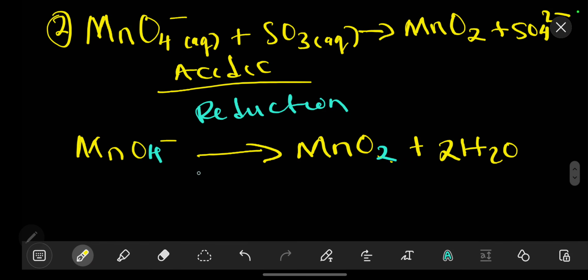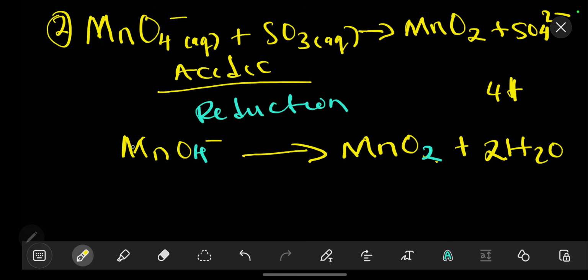Now due to the fact that we have added hydrogen on the right hand side, it means we also have to add hydrogen on this side. So how many hydrogens? We have 2 times 2, which is 4 hydrogens. So these 4 hydrogens should be added on this other side so that we can balance. So we are going to put 4 hydrogen ions like that.